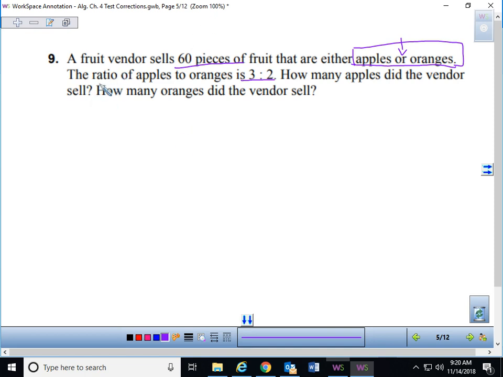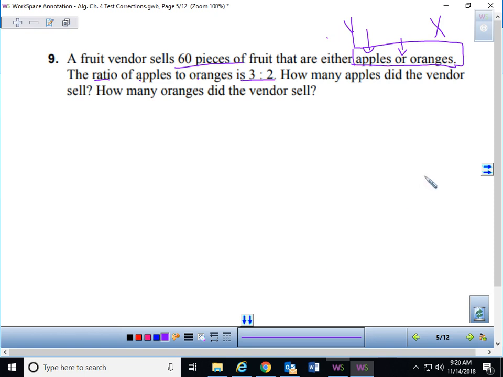And then it says the ratio of apples to oranges is 3 to 2. How many apples did the vendor sell and how many oranges did the vendor sell? Well, that right there tells me my variables, the apples and the oranges. I don't know which one's which. I want you all to be consistent, so I told you to let x be your oranges, and let y be your apples.